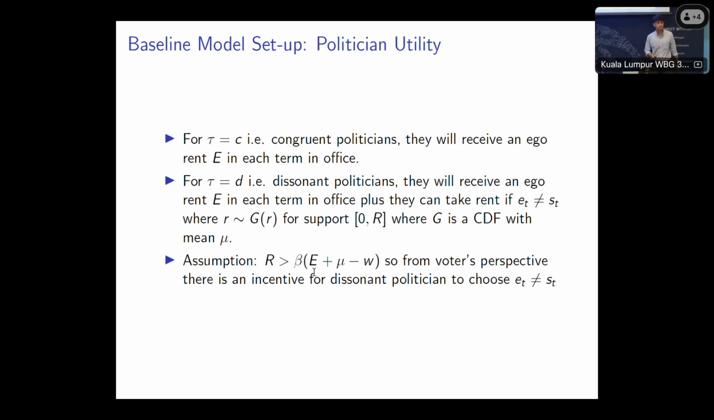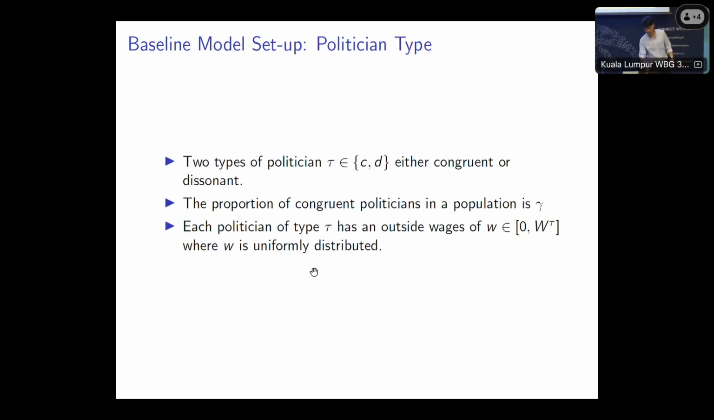How does the wage endowment work? The outside wages, the one that you showed. Is that also distributed across congruent and dissonant politicians? Yes, that's a very good point. Different types have a different maximum, so the W_C and W_D are different. It can be not the same, and that would really depend on the maximum of the wages.